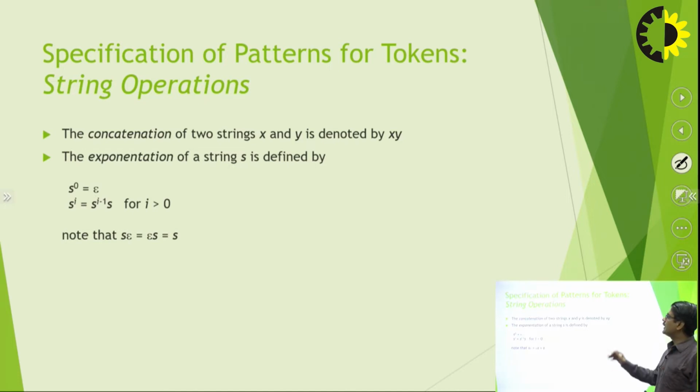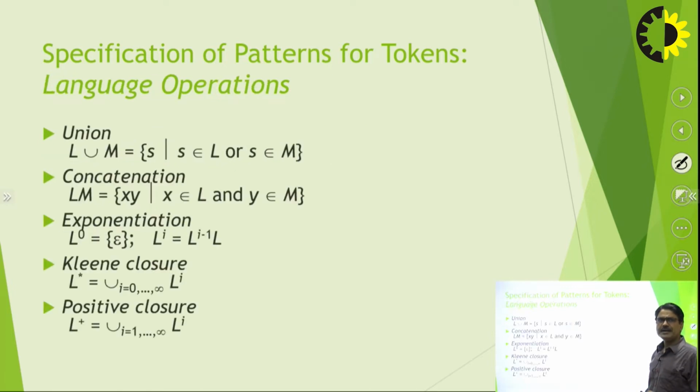Then the concatenation of two strings x and y is denoted by xy. These are some abbreviations used by this particular problem. We can use any abbreviation, but concatenation of two strings is also a string. So we can derive all the regular expressions. This is the specification of patterns for tokens and how string operations can be applied.